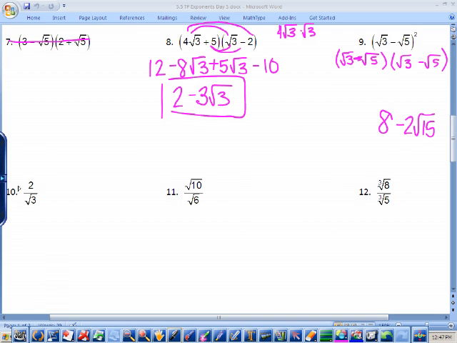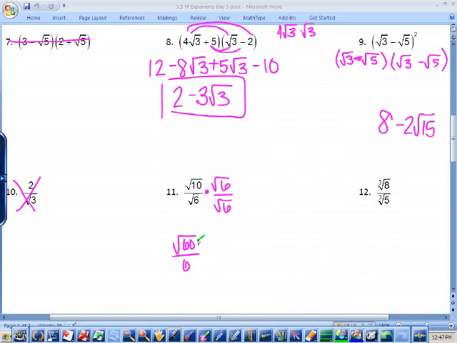Okay. All right, we're going to skip number 10. Let's look at number 11. Root 10 over root 6. What's the problem here? Why isn't this simplified? Good. There's a radical in the denominator, so we have to rationalize. How do we rationalize? By just root 6 over root 6. Good. So this becomes root 60 over what? 6.